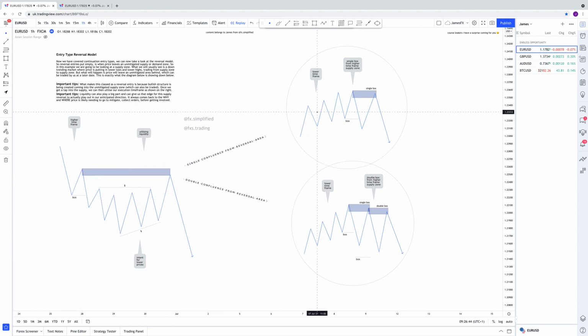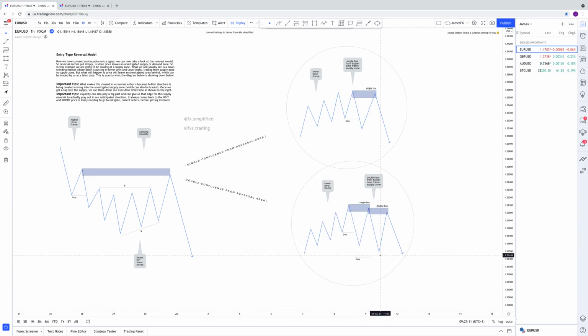Okay, so double confluence from reversal area, as I'm sure you can see, same thing, but as it says, it's a double rather than a single. Okay, so it's the same thing, higher highs and higher lows coming into the level, and a single boss would be one break of structure. As you can see, we had a single break here, price came in to mitigate, then we broke structure again.